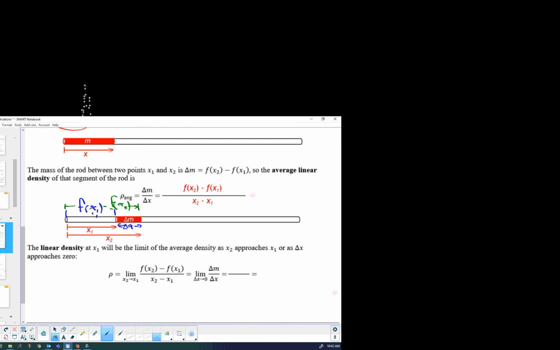Yes? Yep. So f of x2 minus f of x1, that's just telling us the mass of that little red section.